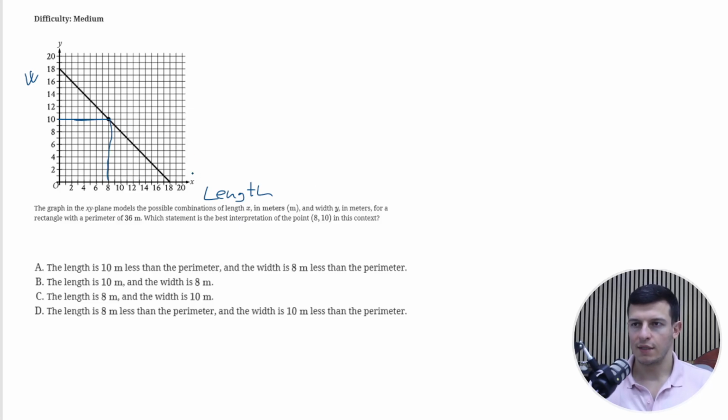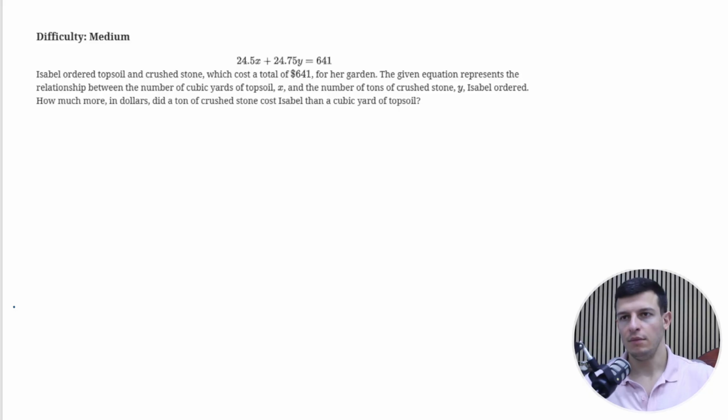Now we know the x axis is length, so the length is going to be this part, 8, and the width is going to be 10, which is a bit strange because length needs to be greater than what? Greater than the width. But according to this graph and the naming, the length is 8 and the width is 10.